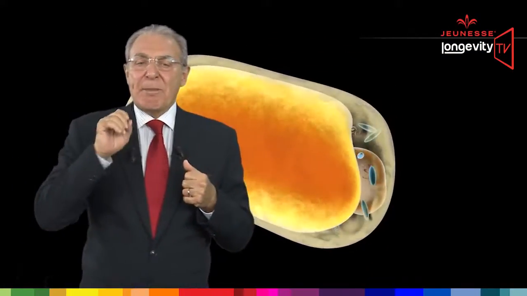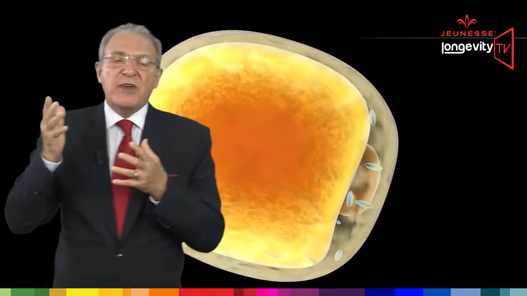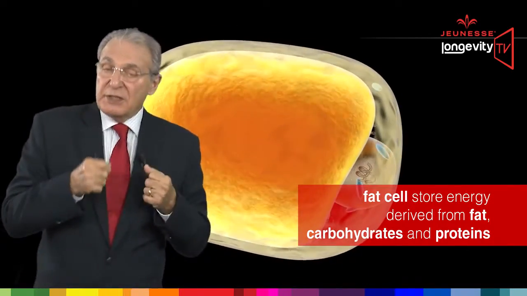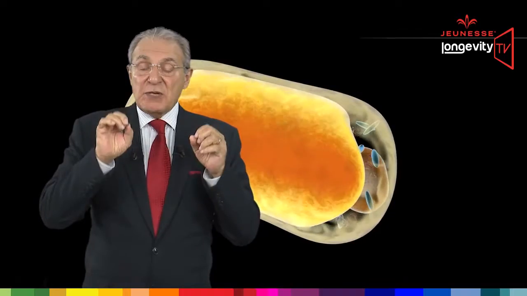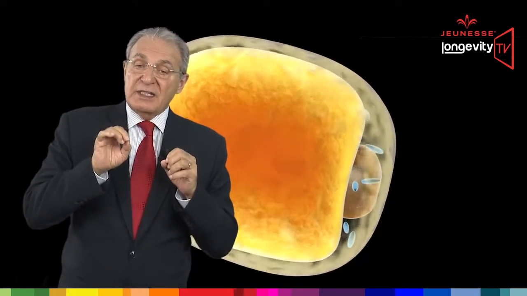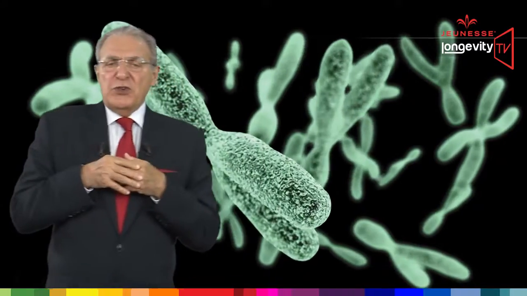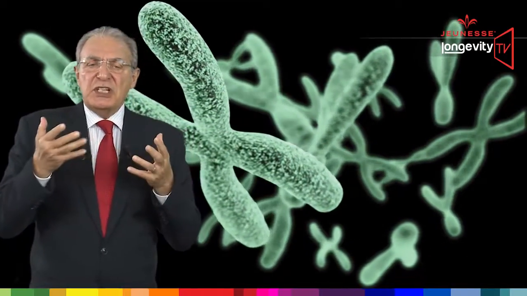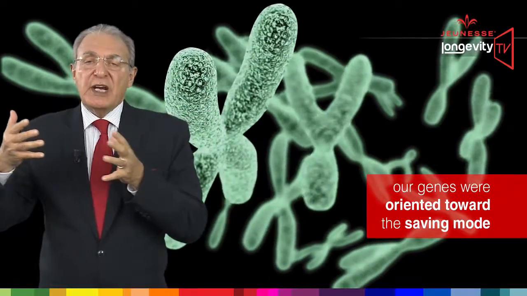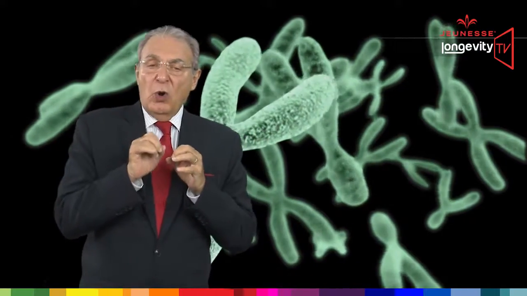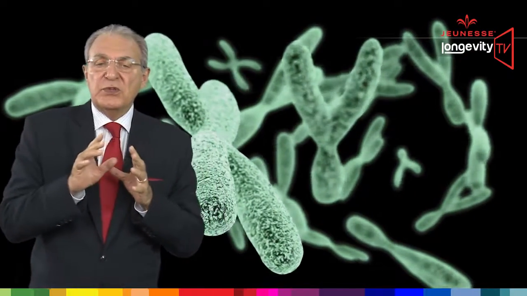This cell has the capacity to store all kinds of energy derived from fat, from carbohydrates, and even proteins. It can increase 50-fold its size and retain energy in the form of triglycerides. Because of uncertainty of food availability, our genes were oriented toward the saving mode, which means that every time we eat, all the energy coming from the food was oriented to the storage facility.